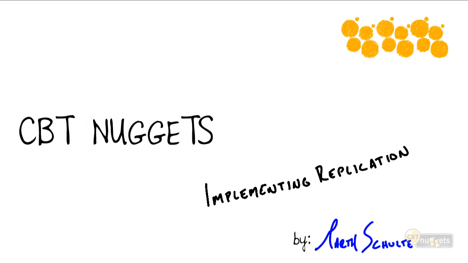We used it for high availability, disaster recovery, and even load balancing. So that's the nice thing about replication. It's a very diverse technology. It's been around forever, so it's tried, true, and tested. And in this nugget, we're going to take a look at the different ways that we can use it to accomplish all of those things.